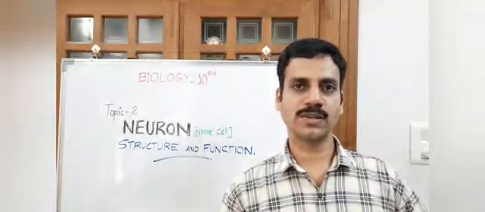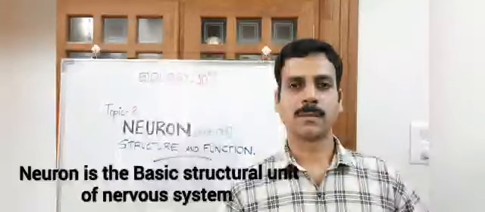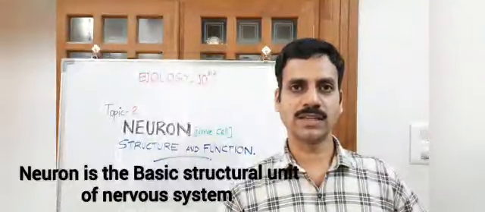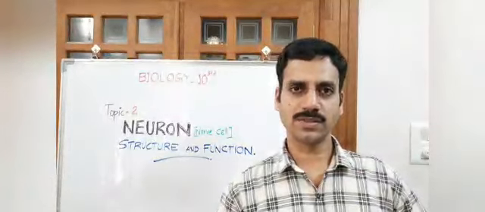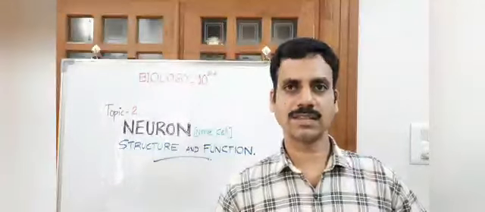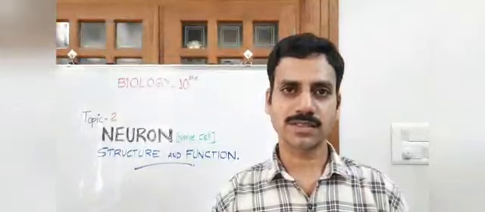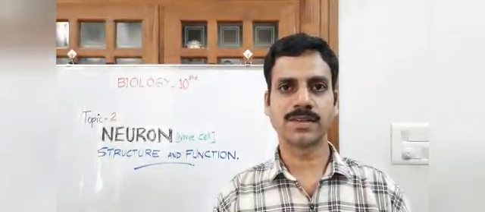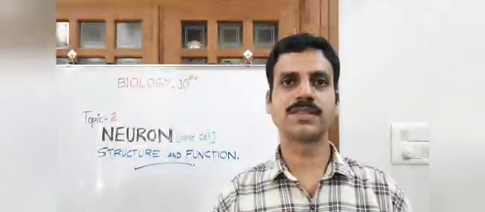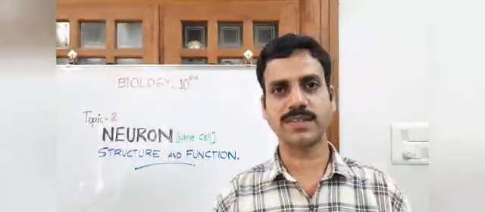What is a neuron? Neuron is the basic unit of the nervous system. You have studied what is nervous system in the last class. Can you say what is nervous system? Nervous system is the system which controls and coordinates all life activities.